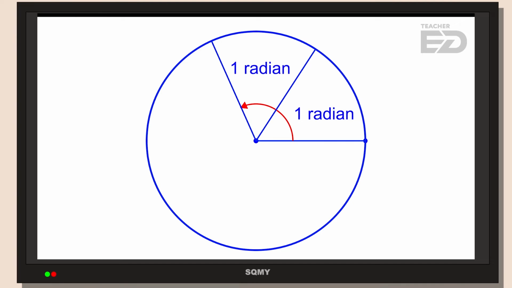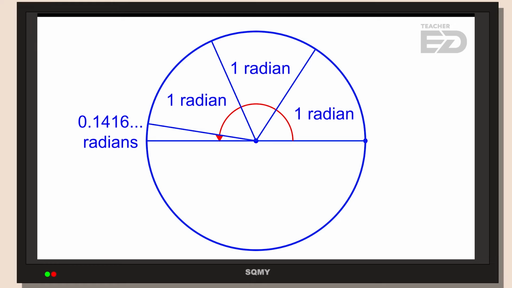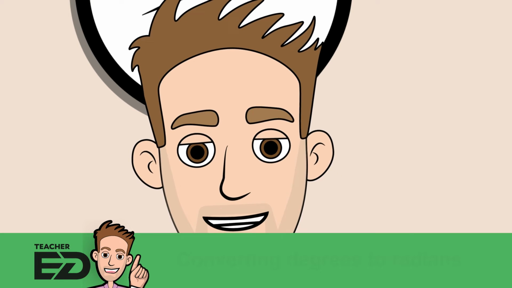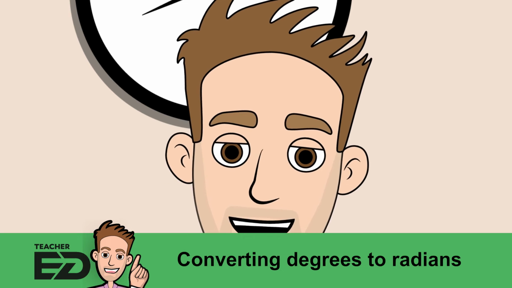We can take that radian and that sector and continue around the circle. Once we get to our halfway point, we create pi radians. And notice that is exactly 180 degrees. So that means the full length around a circle is 2 pi radians. So now that we know what radians are, let's see how we can change degrees into radians.